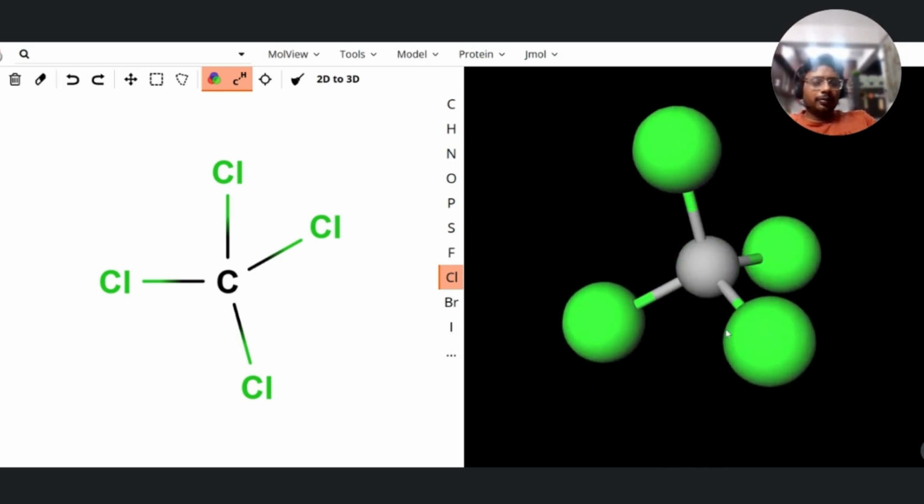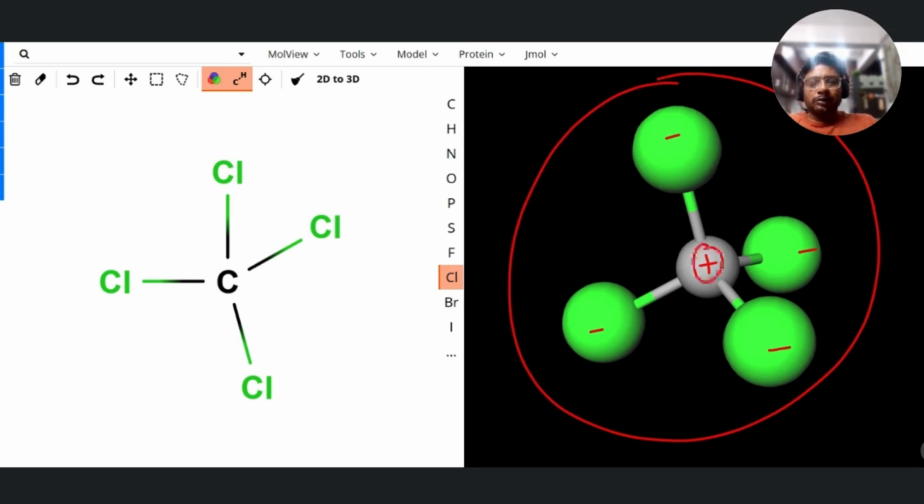Okay, therefore this carbon is positive here and the chlorines are negative here. So the overall molecule is negative from all the sides and positive in the center. And so it's a non-polar compound.